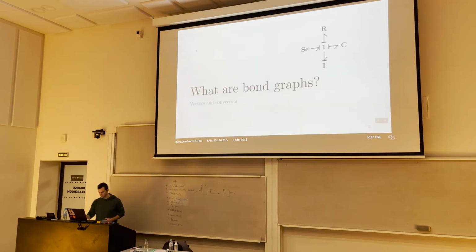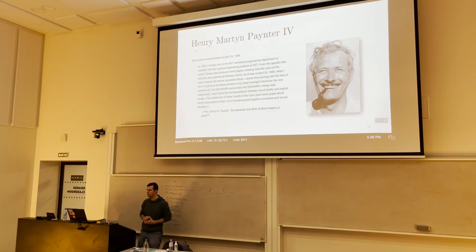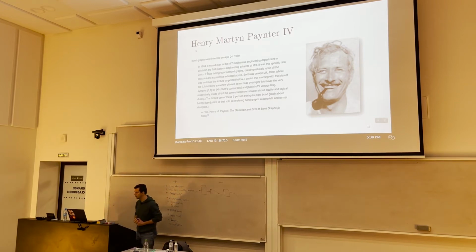So what are bond graphs? Bond graphs were invented in the 50s at MIT, and it was one of the first methods that allowed us to automatically derive the equations. The idea was to create a computer program that will do the simulation automatically, by Professor Paynter, whom you can see in the picture.